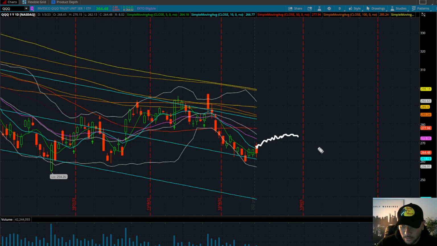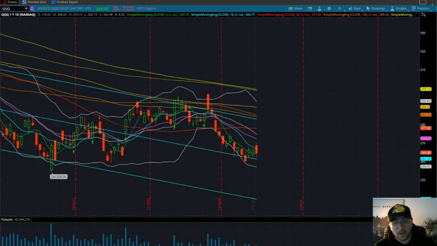Right? So if we do get rejected again here at this 20 or 50 day moving average, and we start to come down here, what we can do is wait. Do we break this week's lows? Do we break last week's lows? If we do, then that's when you're going to want to get short. So those are all different ways that you can play it.